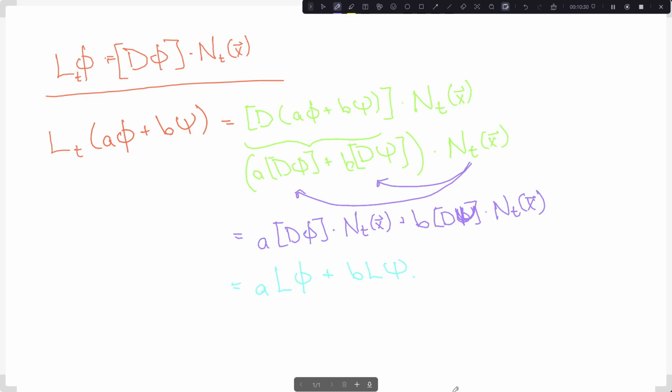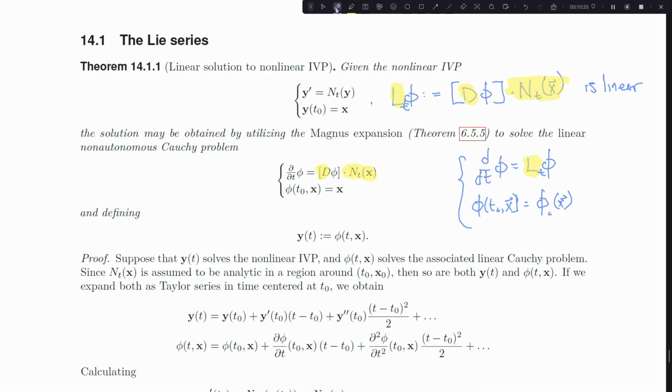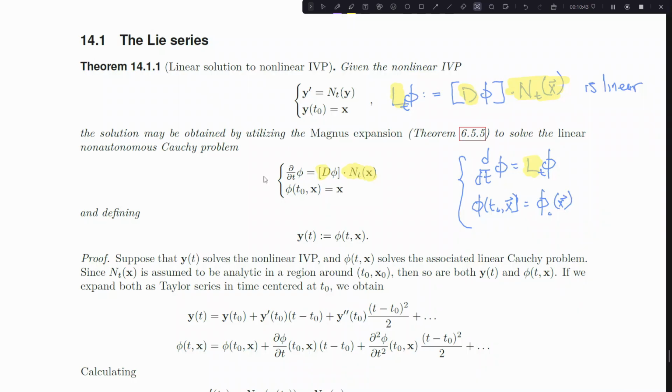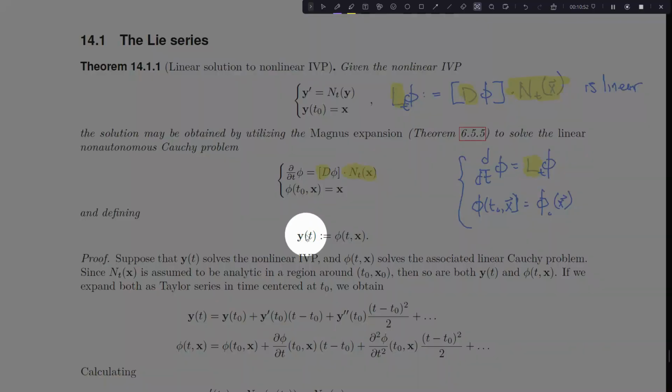And so there you can see actually that this operator, the right-hand side operator, if I jump back to the book, the right-hand side operator is in fact linear. It doesn't necessarily look like a linear operator, but it is a linear operator, which means that this is a linear non-autonomous Cauchy problem. And in fact, I haven't finished the theorem yet. In fact, y of t is equal to phi of t comma x.